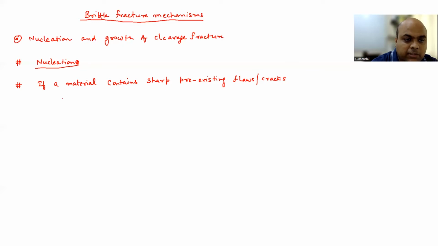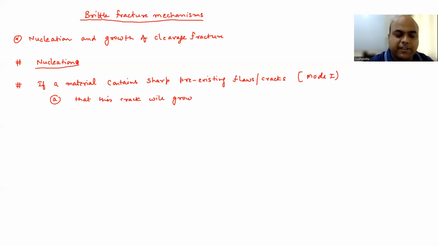okay, then two things can happen, right? The first is that this crack will grow. And remember, these are in mode 1. So mode 1 becomes very important here. So you already have a crack. Now this crack itself is growing and it is leading to the cleavage fracture. Second can happen that the pre-existing crack can create another crack in front of it, and then it will combine and then it will lead to the cleavage fracture.